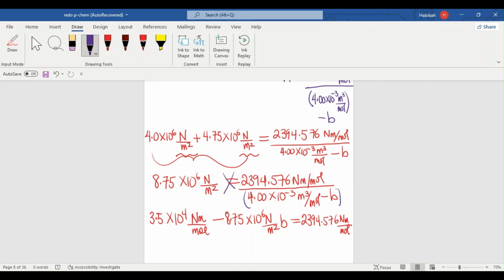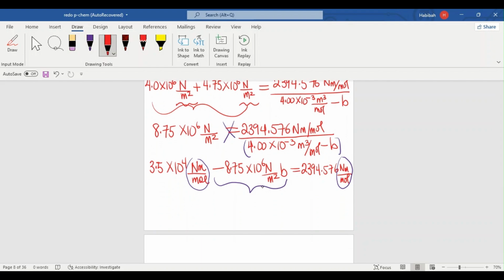Of course, because this one has the value of B, we're going to isolate it from this other information. We also have a situation where Newton meter per mole here and Newton meter per mole here. We can just do the addition, or we can group them together. So when we group them together, we have 3.5 times 10 to the power of 4 Newton meter per mole, minus 2394.576 Newton meter per mole, equal to 8.75 times 10 to the power of 6 Newton per meter square B.